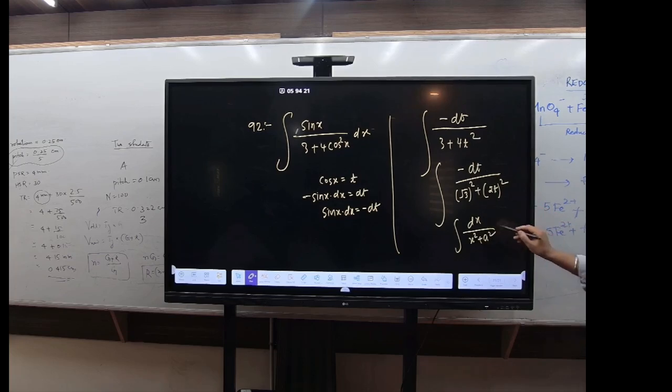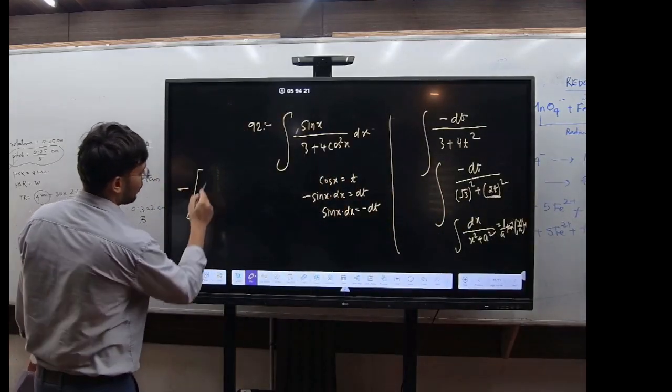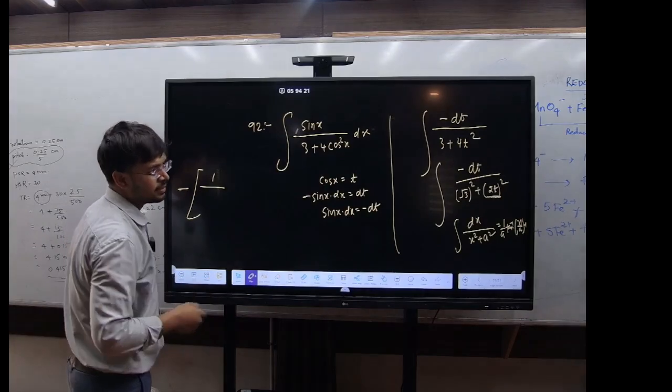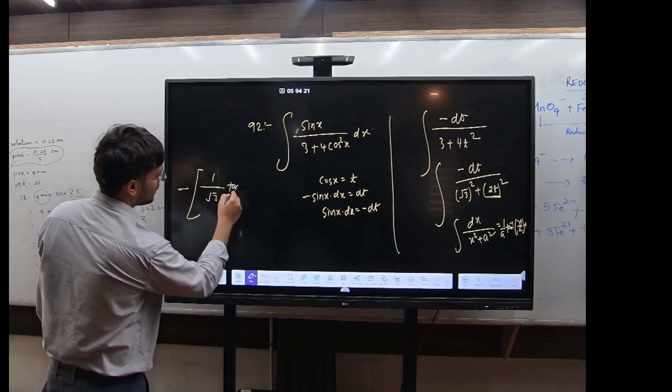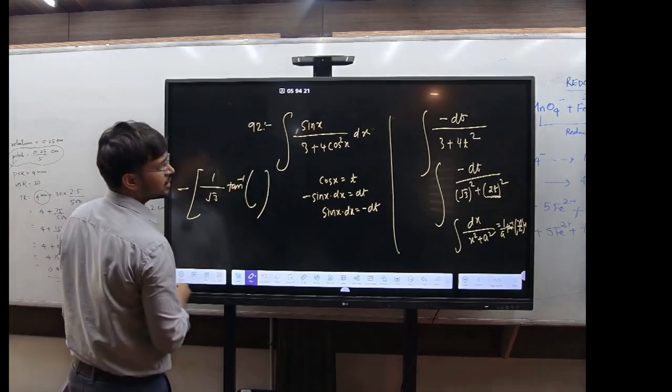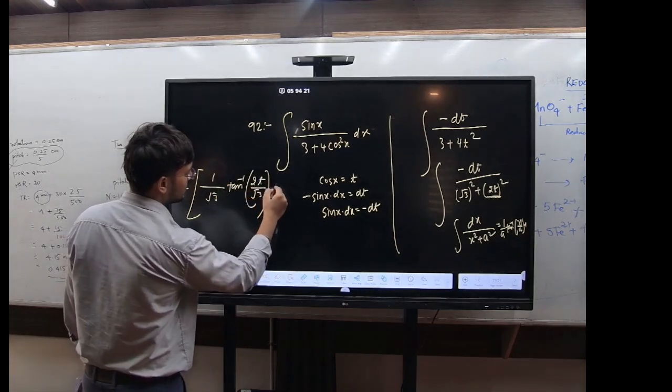So what is the formula for this? 1 by a tan inverse x by a plus c. So here this is my x square, this is my a square. So what is the answer? Minus is there, so minus will be here obviously. 1 by a, what is a? Root 3. So 1 by a tan inverse x by a, what is x? 2t and a plus c.